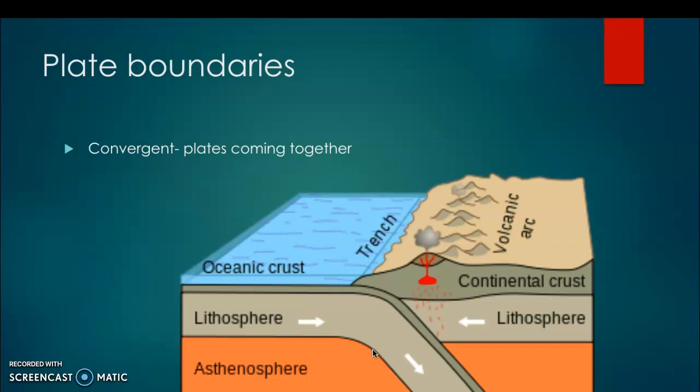So here are different kinds of boundaries. You want to remember these. These are important. So we have a convergent boundary. This is an oceanic crust and a continental crust, and they're coming together. And we have volcanics that occur along with mountain ranges. A really good example of this would be in South America, where the Andes are.